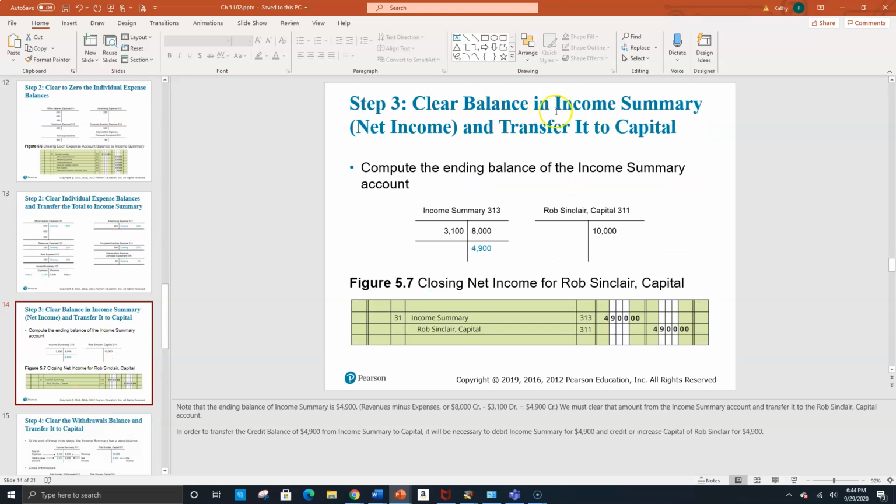Okay, clear the balance in income summary, net income, and transfer it to capital. So compute the ending balance of the income summary account. The ending balance is $4,900 credit. And you want to debit the income summary account to get that to zero, and then credit capital $4,900.